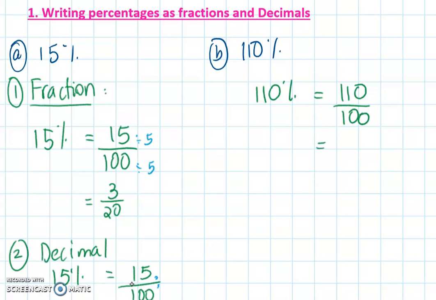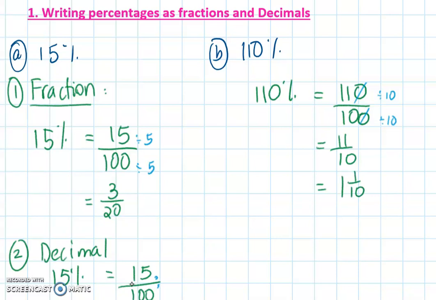And all we do is we simplify that. Now you can either use your calculator, or you know that if you divide both numbers by 10, if we divide 110 by 10 and 100 by 10, the last two digits disappear, and we end up with 11 over 10. If we rewrite that as a proper mixed fraction, that's 1 and 1/10.